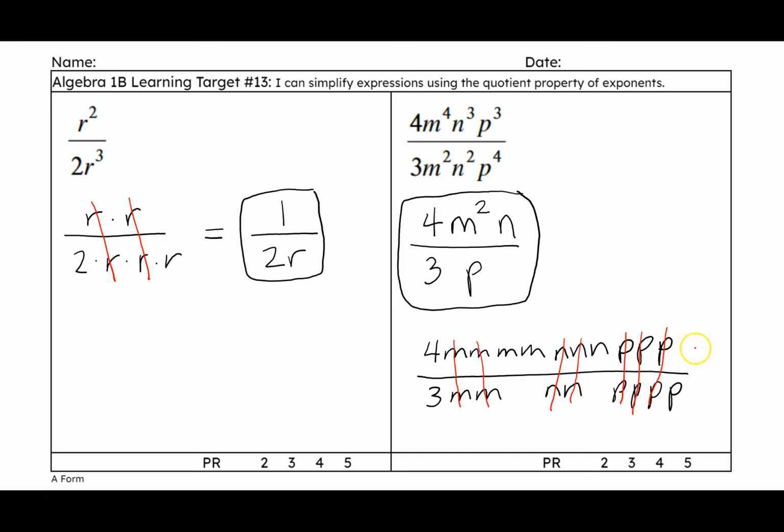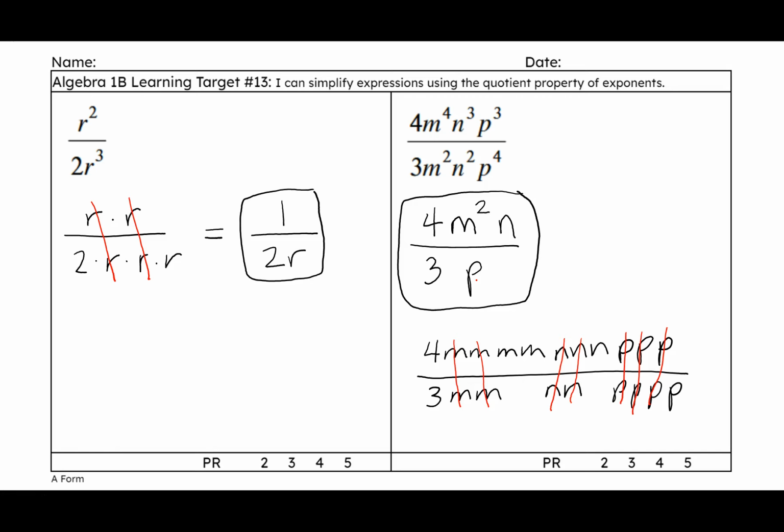Yes. Now the p's. And ran out upstairs. It looks like I got 1 more downstairs. Yep, there's that 1 more downstairs. All right, so upstairs I got a 4, 2 m's, and an n. Brilliant. Downstairs I've got a 3 and a p. 3p. There you go. It all makes sense.